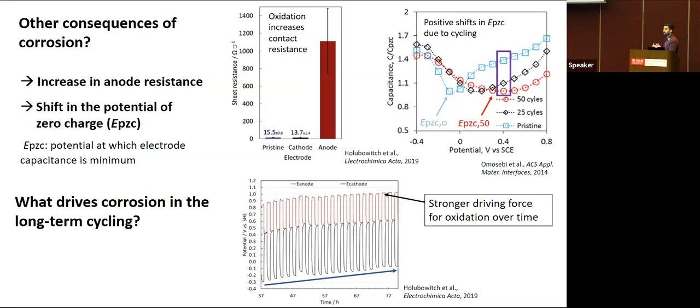So here we go. We have high oxidative potential, the stronger driving force for carbon oxidation that would result in corrosion of carbon. So one question that we had is, is there a way to control how the cell voltage is distributed across the electrodes so that we can minimize the positive drifts in electrode potential in the long term?